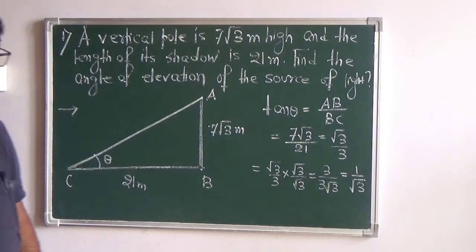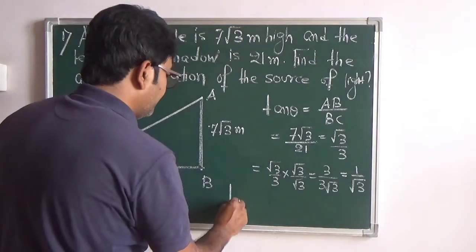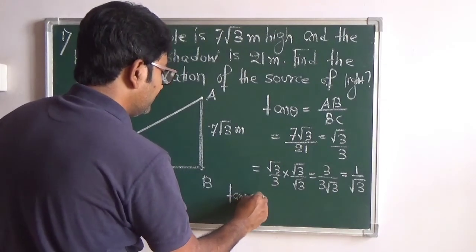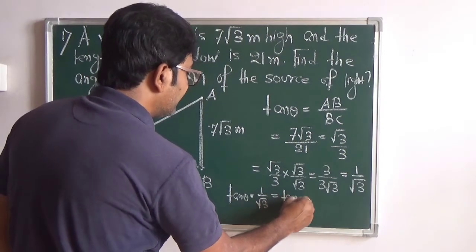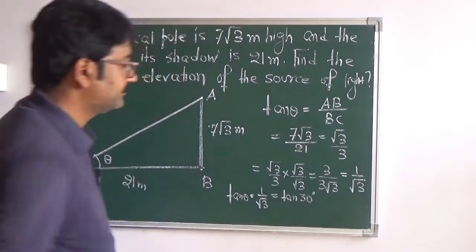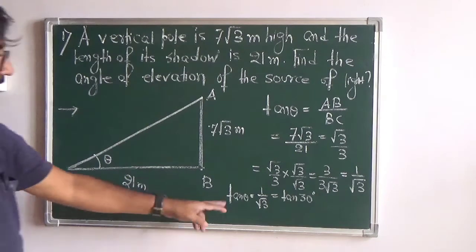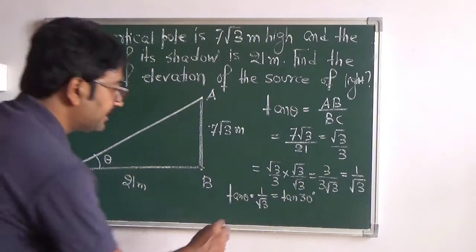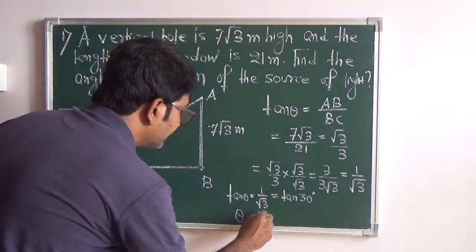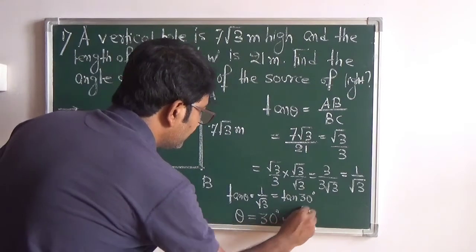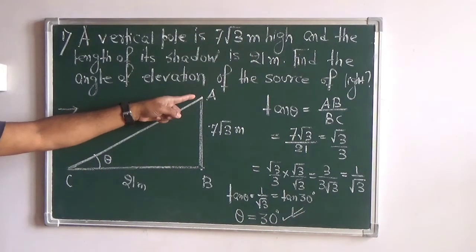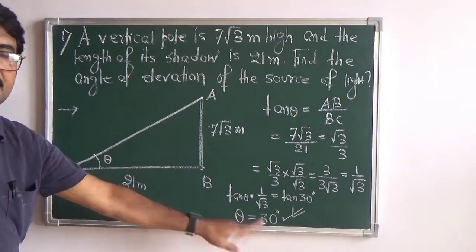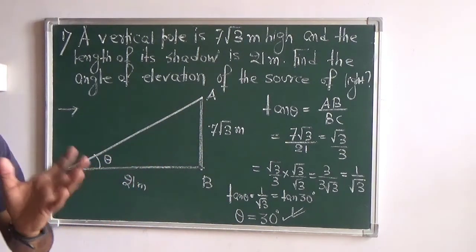Now the standard angle concept is required here. We have tan theta equals 1 by √3, and that 1 by √3 is tan of 30 degrees. So if tan theta is tan 30, then theta is 30 degrees. So we have the angle of elevation of the source of light as 30 degrees. Hope it is clear to all of you.